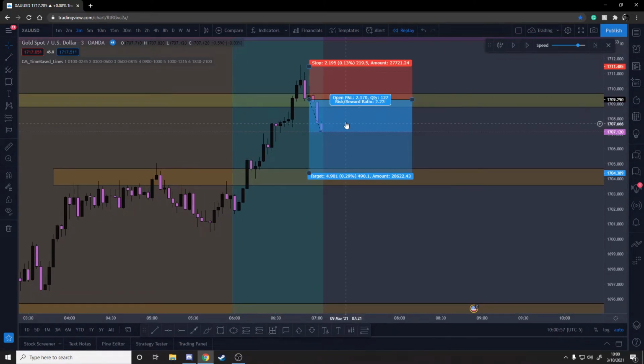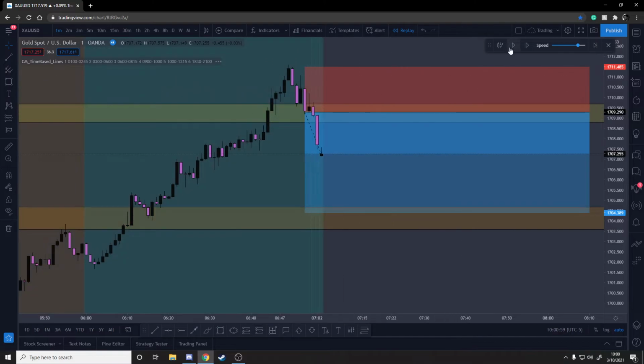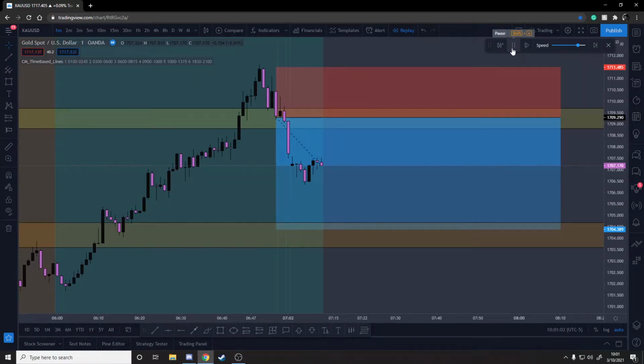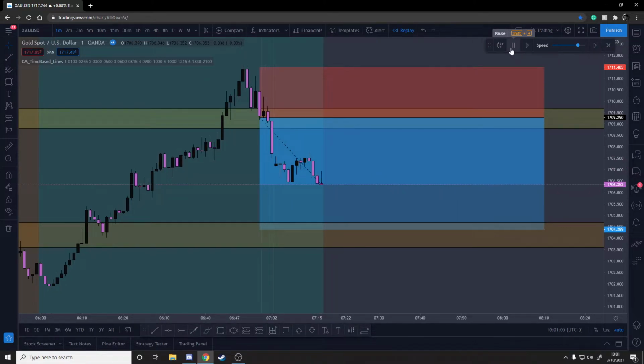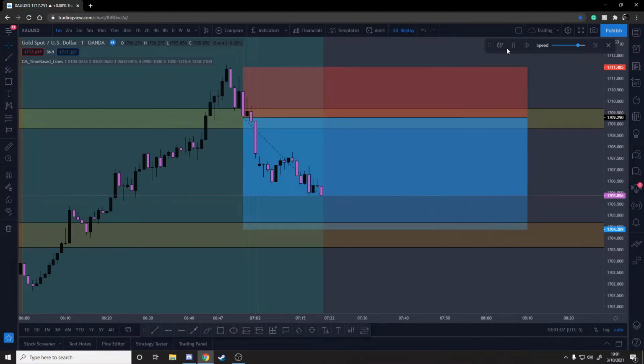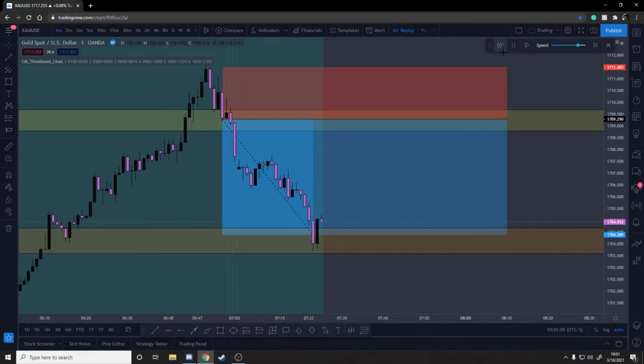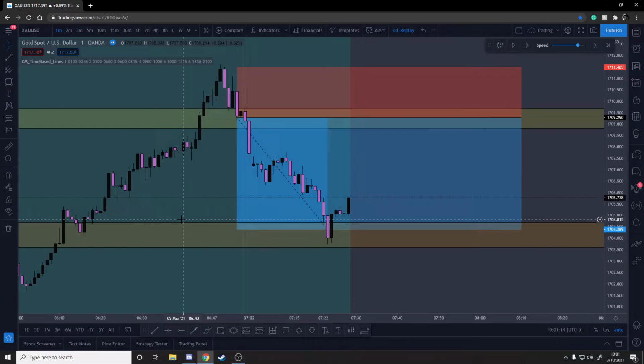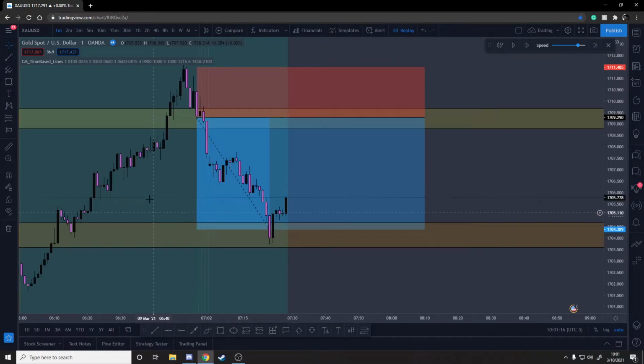So as I'm watching this trade, we do end up going bearish. Again, I'm just watching this price action to make sure I know what's going on. There we go. So price did end up hitting my target here.